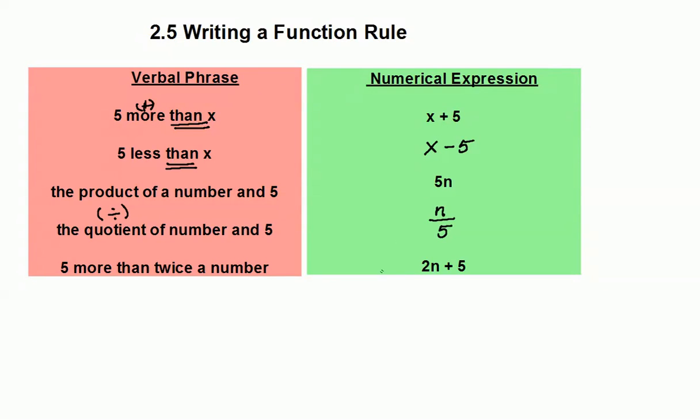Okay? The last one, 5 more than, again, there's the than. That means that the 5 goes at the end. 5 more than twice a number. Well, twice a number means to double the value of the number, which is n, or 2n. And then since it's 5 more, we're going to put the 5 at the end here. So it's 2n plus 5. All right, now that you see some of these examples, now let's start with example 1.